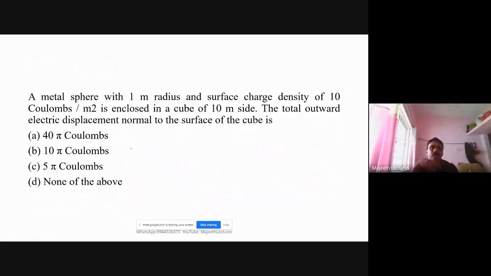Right? Okay. This question also, you can try in your home based on the Gauss law. If you have any doubt, please ask me on my contact number.